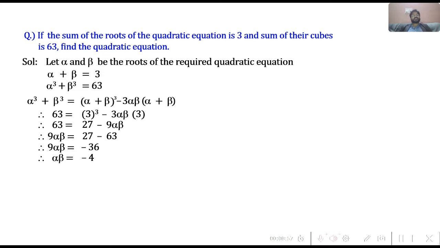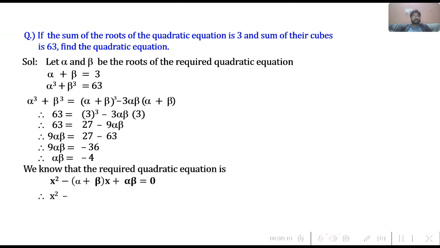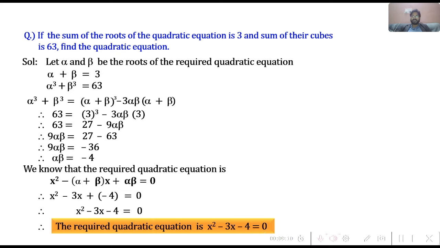So we have alpha plus beta and alpha beta. Now we get the equation x square minus sum of roots, which is 3x, plus product of roots, which is minus 4. So x square minus 3x minus 4 is equal to 0. That is the required quadratic equation.